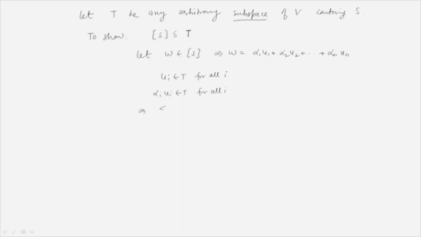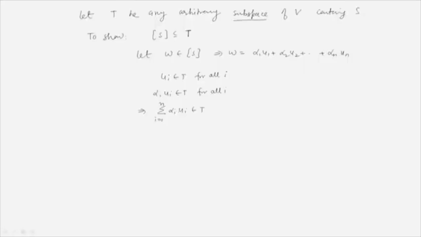And this implies the summation of i from 1 to n alpha i ui also belongs to T, again by the closure property of vector addition, because alpha 1 u1 is in T, alpha 2 u2 is in T, up to alpha n un is in T. So by the closure property of vector addition, this sum is also in T. This implies W is in T, and this implies span of S is a subset of T. Hence we have shown that this span is the smallest subspace of V containing S.